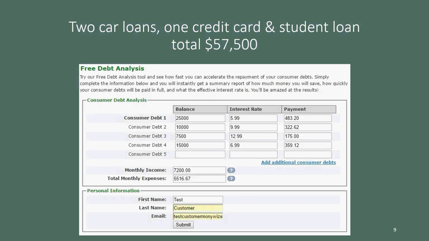Grand total, $57,500 in debt. Now, they still have the same monthly income of $7,200. I want to point out as well, for the astute of you who may have noticed, that their monthly expenditure in this case is $5,516. And the reason being is that the mortgage payment is now factored into account in this particular example. However, we don't take into consideration those payments as would be demonstrated if you hovered your mouse over the question mark.